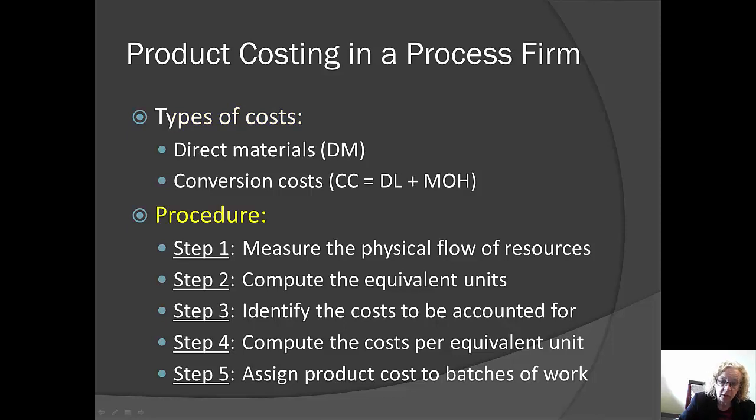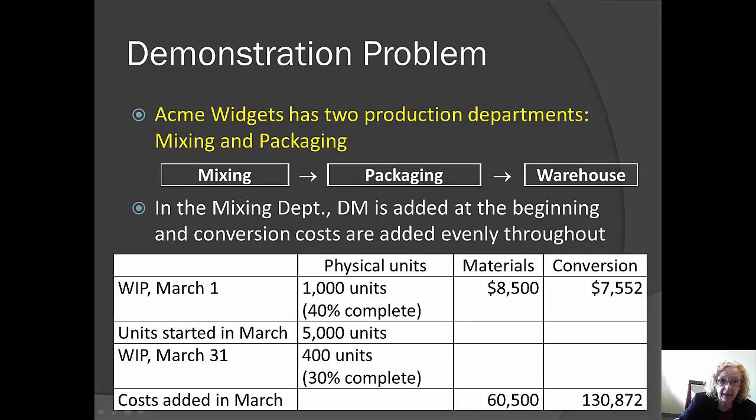Process costing firms go through 5 basic steps in order to answer the question, how much did it cost us to make the units that we produce during this period? Let's take a look at an example that illustrates these 5 steps. Acme Widgets produces its product in 2 departments, mixing and packaging.